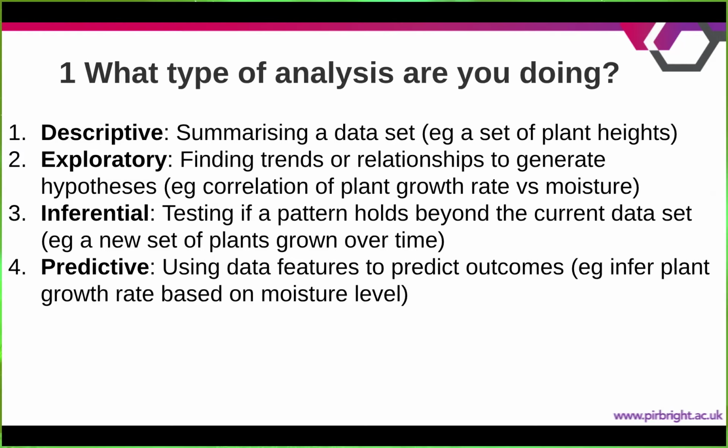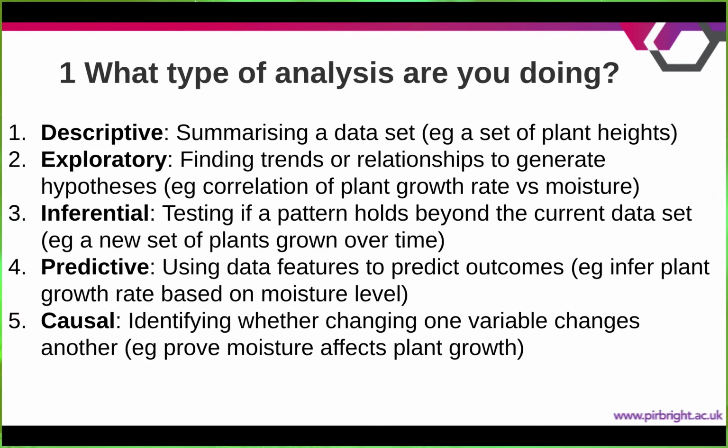Predictive means using the features data to predict outcomes. So, for example, if we have the association between plant growth rate and moisture, then maybe we can use moisture as a proxy to predict future plant growth rates. But we need very accurate and large-scale data to do this that considers all the variables that can affect plant growth. Then we have causal. This is identifying where changing one variable changes another, and proving moisture affects plant growth is an example of that.